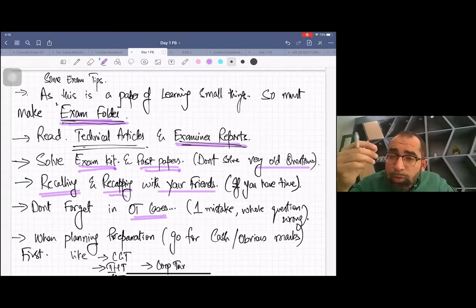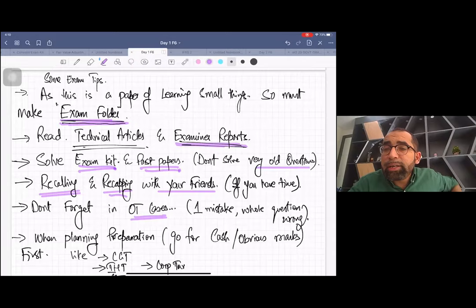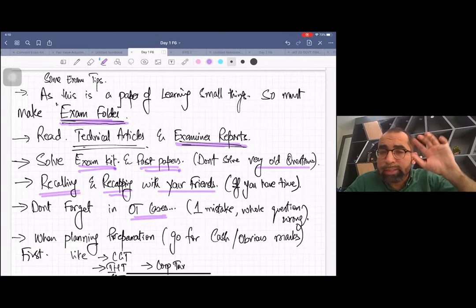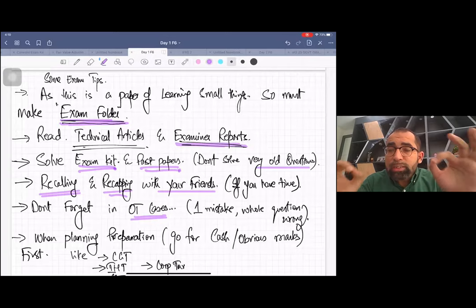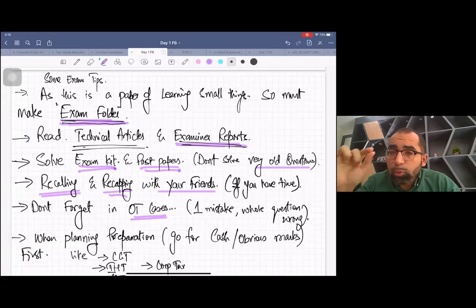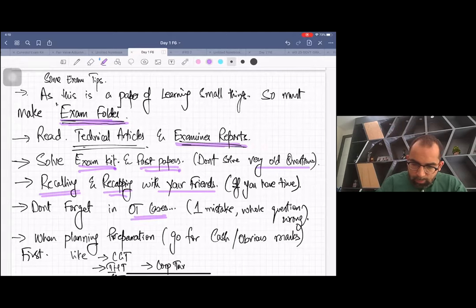If you do one wrong, you will get zero for the whole MCQ. Complete two marks, you will get zero. So OT cases are a very dangerous area. In OT cases, you need to be very careful, very cautious, that if you make one mistake in that MCQ, the whole MCQ will be wrong, and you will get zero. Don't forget this.